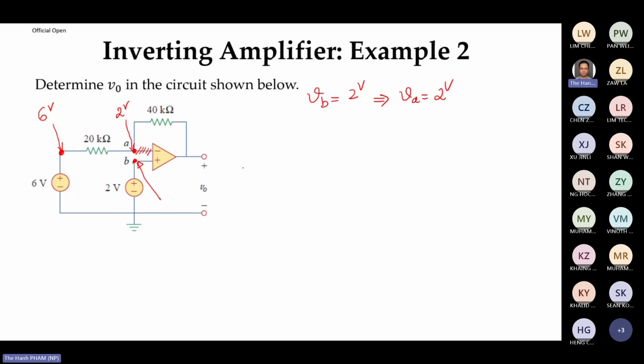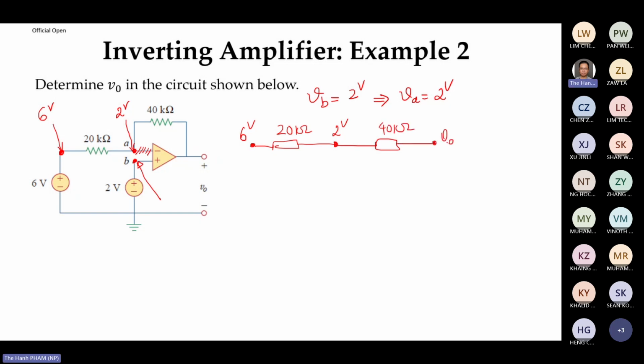So you can actually have a very simple circuit. Here, this point you have 6 volt. This point you have 20K going to 2 volt, because that is a point A here. From A, I go to 40K to be out. So I go to 40K.